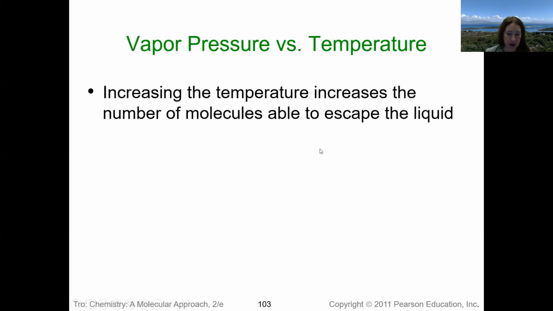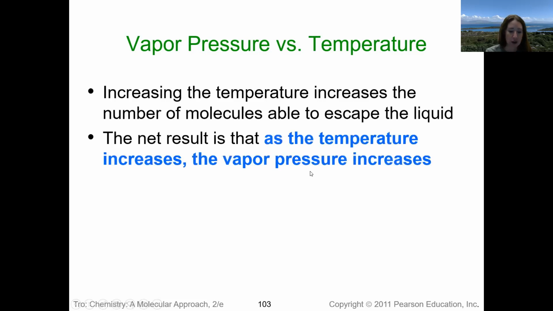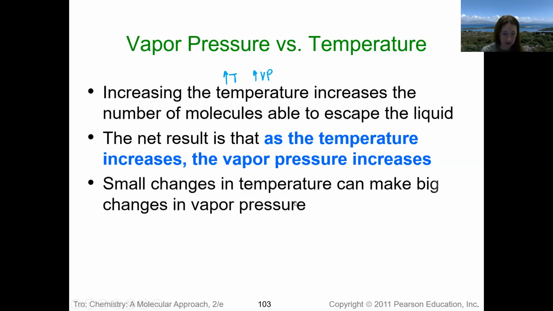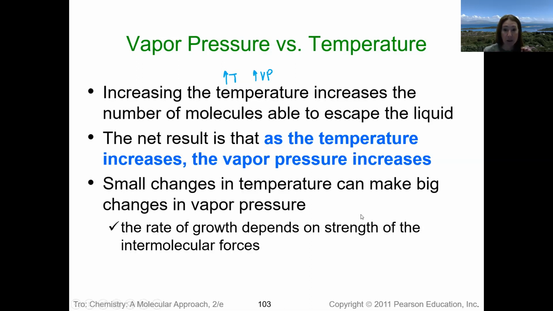Now, vapor pressure versus temperature. If we increase the temperature, again, we break more intermolecular forces, which means more molecules are free to get into the gaseous phase. So if we increase the temperature, we increase the vapor pressure because more molecules can break free of those intermolecular forces. Small changes actually make a pretty big difference. And again, it depends on intermolecular forces.